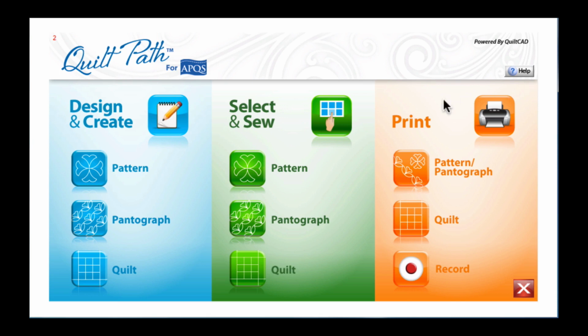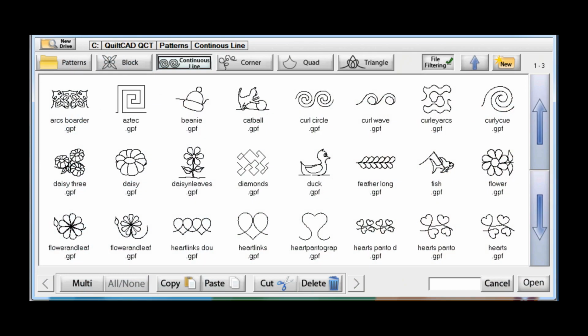We will tap on the Pattern button in the Select and Sew menu. You'll notice there is also a Pattern button in the Design and Create menu. You'll use that button when you want to make a motif from scratch. For this lesson, we'll be using a design motif made by a professional designer. Once you click the Patterns button, you'll be taken to the Pattern selection screen.